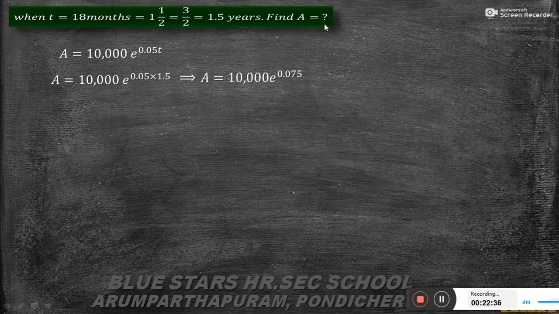So now we will calculate A. Therefore A equal to 10,000 e power 0.05 t. Now I substitute the t value, 1.5. So I write 10,000 into e power 0.05 into 1.5, which is 10,000 e power 0.075. This is the answer for the account. This is the amount of money in his account. That person initially deposited 10,000. After 18 months, he will get the amount 10,000 into e power 0.075.